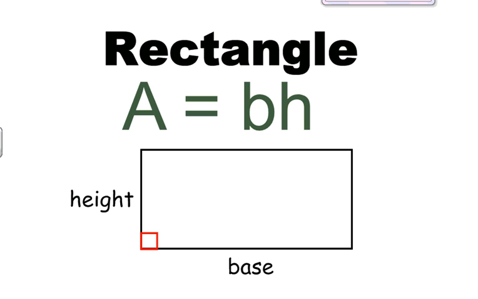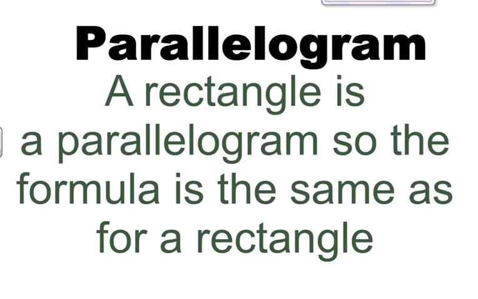I've got a rectangle, and I can tell which is the base and which is the height because my clue is this square that's telling me that's a 90-degree angle. Base and height are always connected with a 90-degree angle. They are perpendicular to one another. And when we're talking about parallelograms, well, actually, a rectangle is a parallelogram, so the formula has to be the same as what we just did for a rectangle. So you learned last year the formula for a rectangle is base times height. Guess what? That is also the formula for a parallelogram.